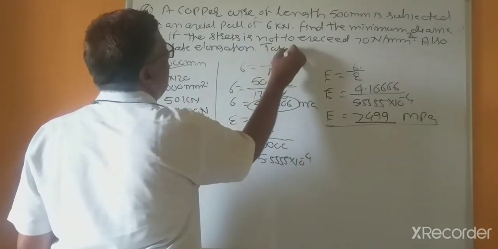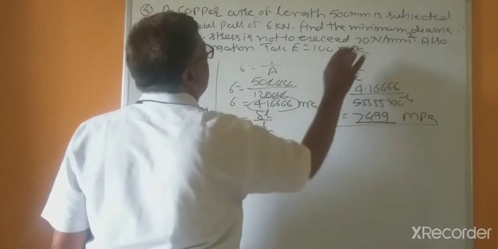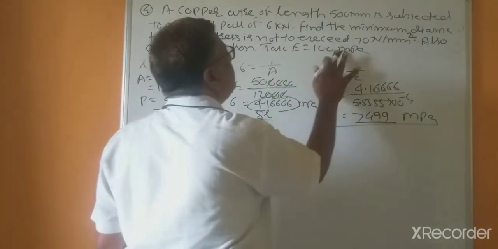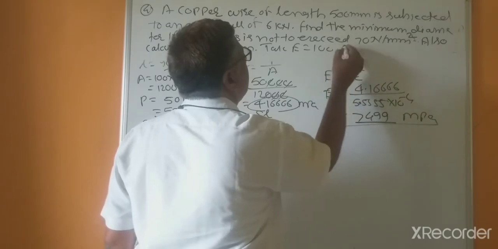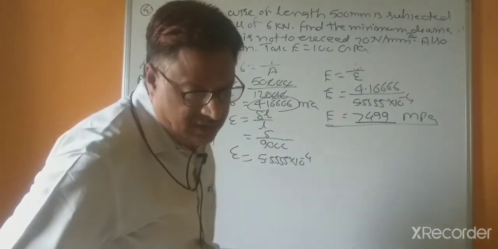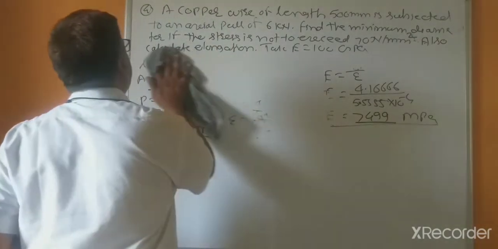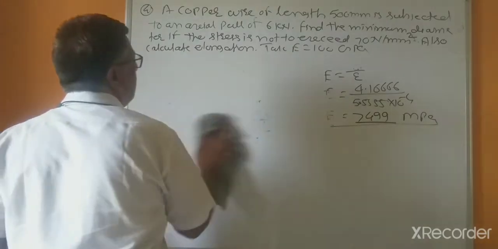Take E equal to 100, and this is given in gigapascal, because we require this in gigapascals. Then we can convert, means multiplied by 10 to the power 3.